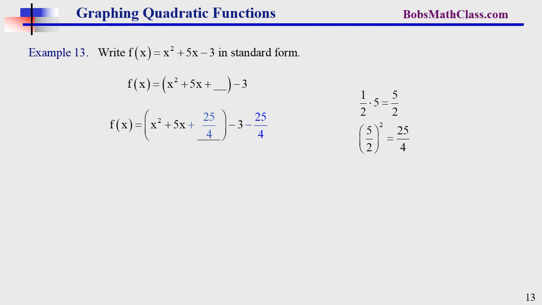Now write the trinomial as a binomial squared and add the two constants. You could use your calculator to add those two numbers. Remember that inside the parentheses, it's always the number before you square it. So it's going to be x plus 5 halves squared. And you combine those two numbers on the right, and that should give you negative 37 over 4.